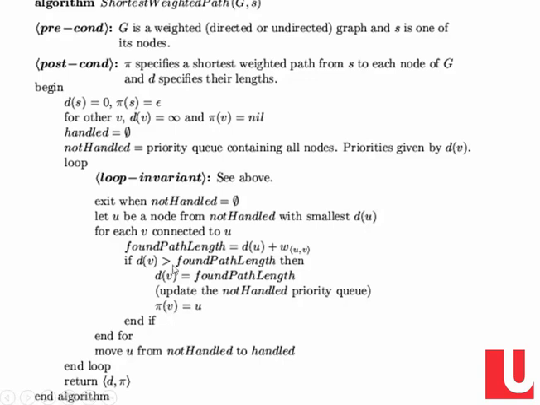And when we update its d, it needs to move where it is in the data structure, right? Because its priority has changed. Remember, the priority queue is sorting them by their d, and if you change the d, then that changes. And that's the entire algorithm. You move u from not handled to handled. Everybody got the algorithm? No? You got a question about the algorithm?